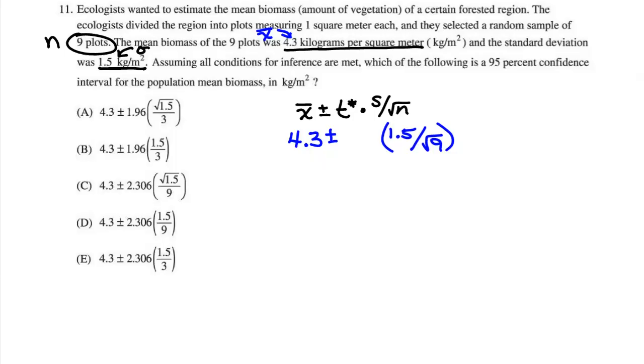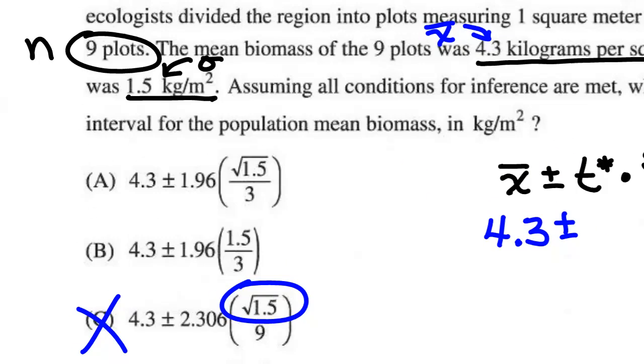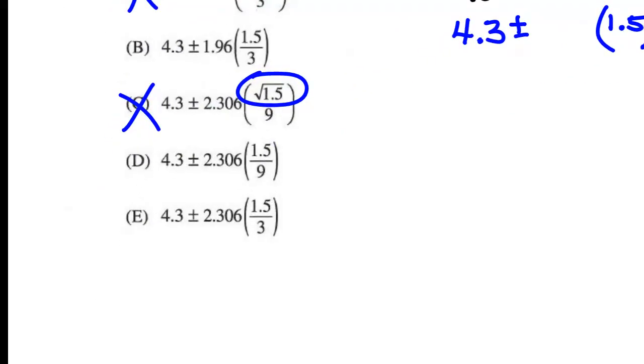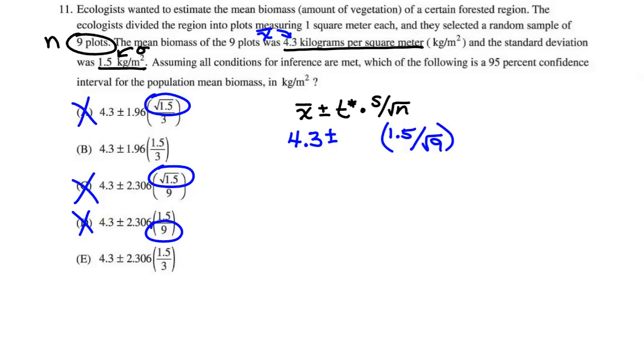Before I even go and find T star, which ones can we throw out? We can get rid of C, because C has the square root up in the numerator. They're square rooting S. Which one did you say, Abby? We can get rid of A for the exact same reason. And I heard another one. D. Because of that denominator, they forgot to square root N here. All right, so now the only difference between B and E is whatever value we choose for T star.